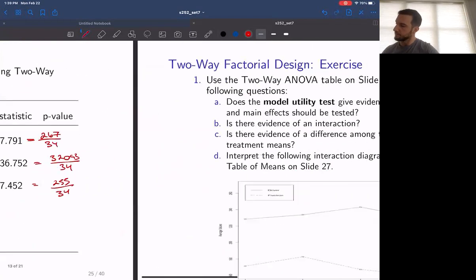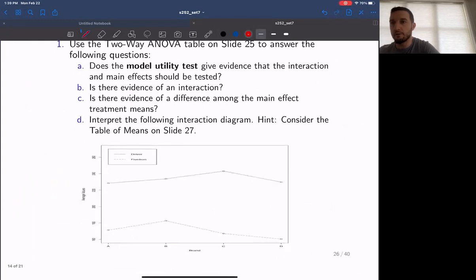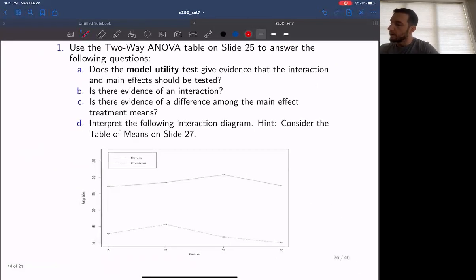All right, so for this illustration, we're going to start by conducting the model utility test. Then we are going to determine if there's any evidence of an interaction. Then we are going to determine if there's any evidence of a main effect. And then in part D, we're going to give an interpretation of the interaction diagram for this particular experiment. So A, B, and C here, this is our testing procedure. So in parts A, B, and C, we are just breaking down the testing procedure for a two-way ANOVA that was discussed on the previous slide.